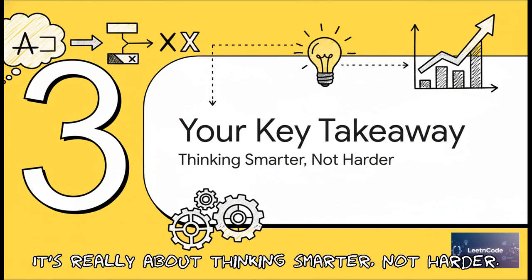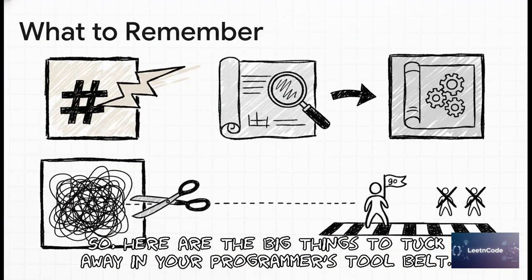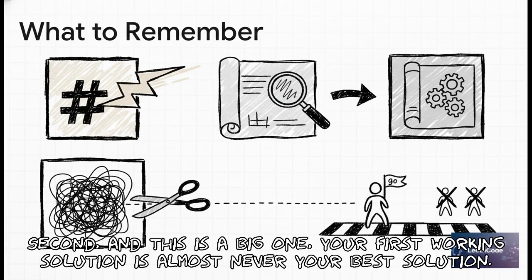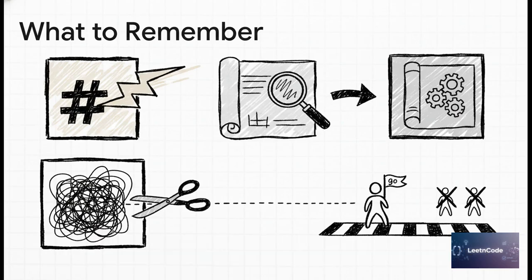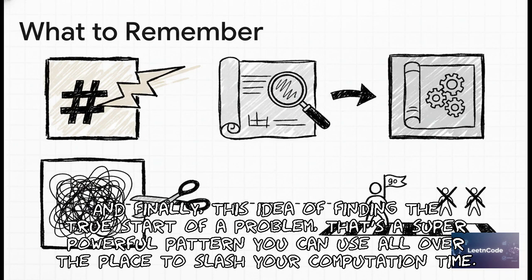It's really about thinking smarter, not harder. It's about that journey from just getting an answer to getting an elegant and efficient one. So here are the big things to tuck away in your programmer's tool belt. First, hash sets are your absolute best friend for any problem that needs fast lookups and has that O(n) constraint. Second, and this is a big one, your first working solution is almost never your best solution. Always poke at it and ask, can this be better? Third, optimization is almost always about one thing, killing redundant work. And finally, this idea of finding the true start of a problem, that's a super powerful pattern you can use all over the place to slash your computation time.